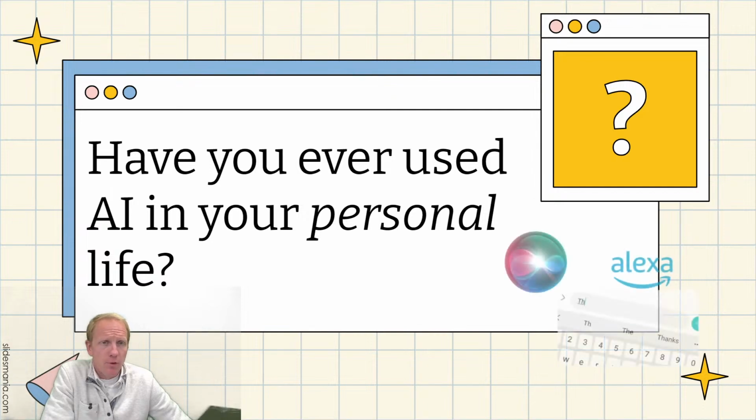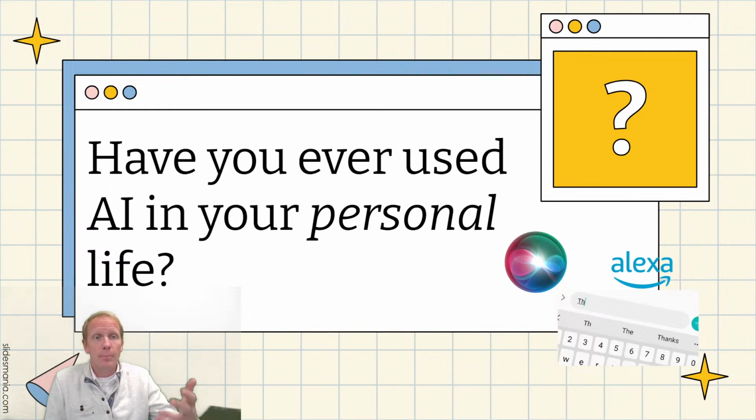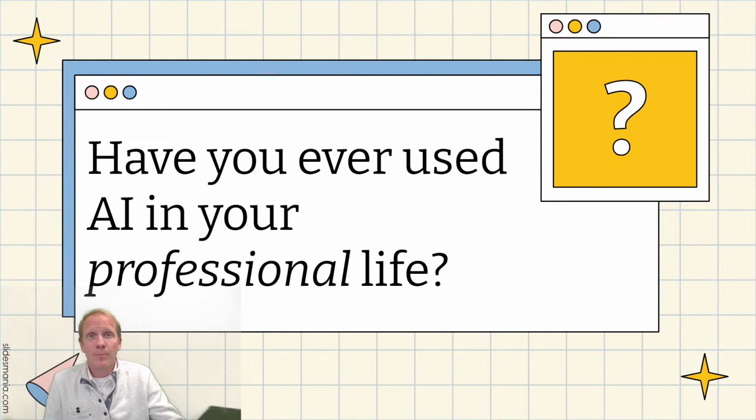And for most people, the answer to this question is, I'm not sure. And I'm here to tell you that you probably have. If you've used something like Siri on your iPhone, or if you have a smart home speaker like an Alexa, or even if you've used predictive text to help you finish an email or in a Google Doc or any sort of spelling autocorrect feature, you have used artificial intelligence.